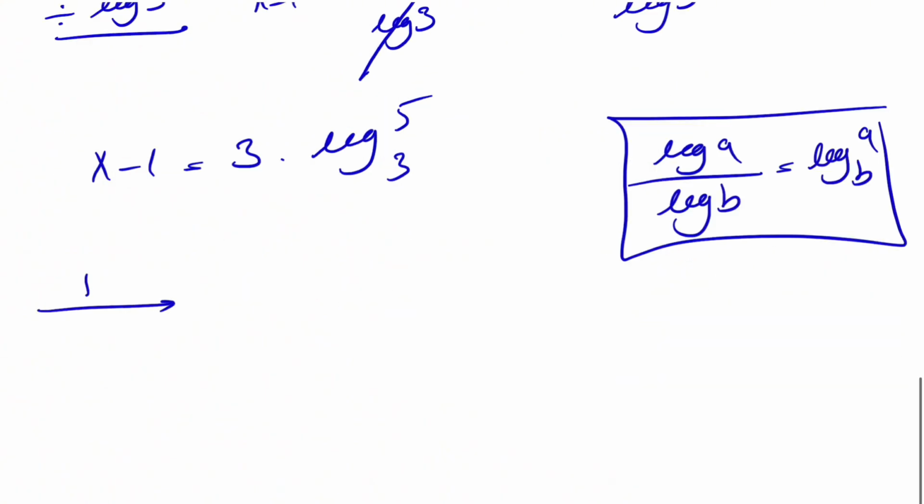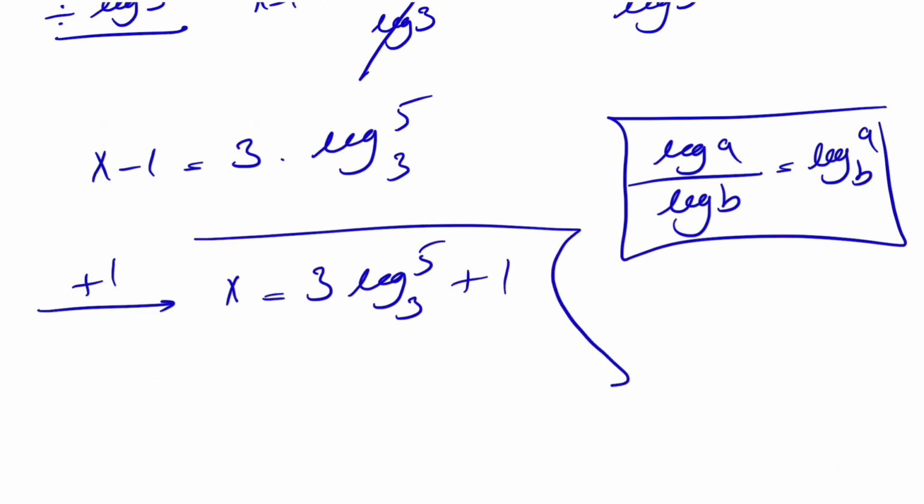All we need to do in here is just add 1 to each side of the equation. We're going to have x alone, and we basically have 3 times log base 3 of 5 plus 1, which will be the final answer for this question.